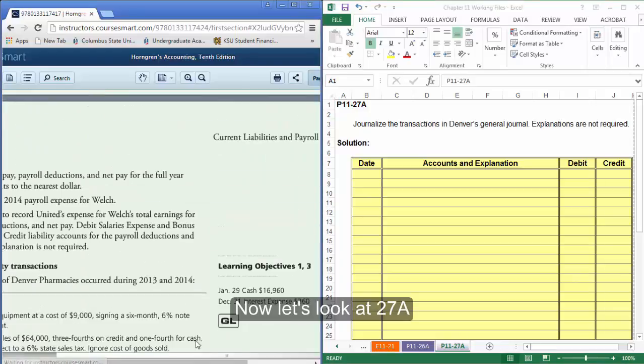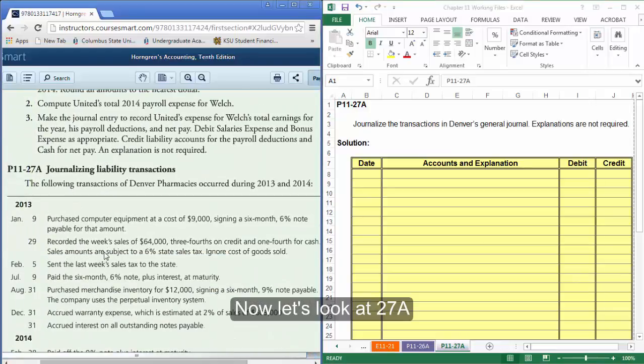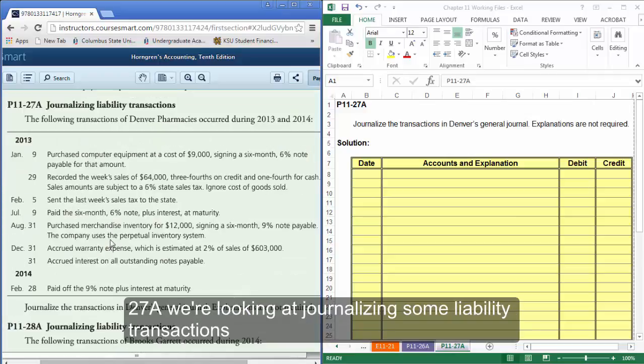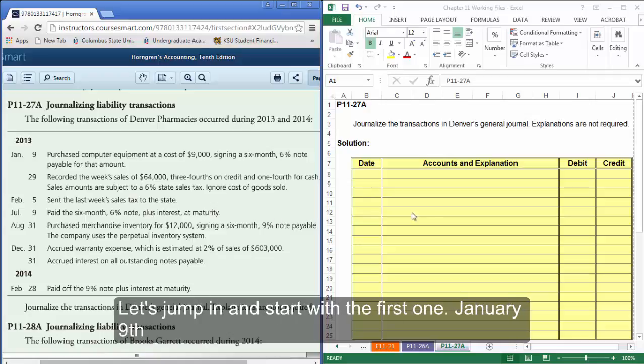Now let's look at 27A. All right, so 27A, we're looking at journalizing some liability transactions. So let's just jump in and start with the first one.